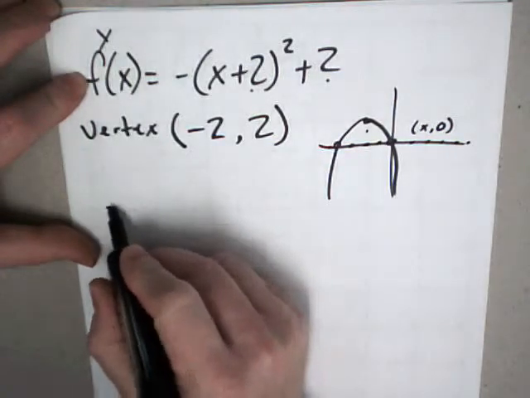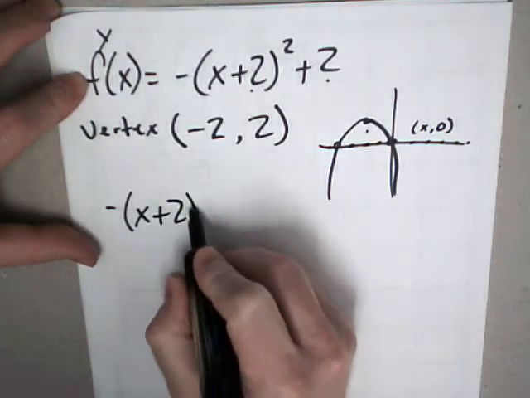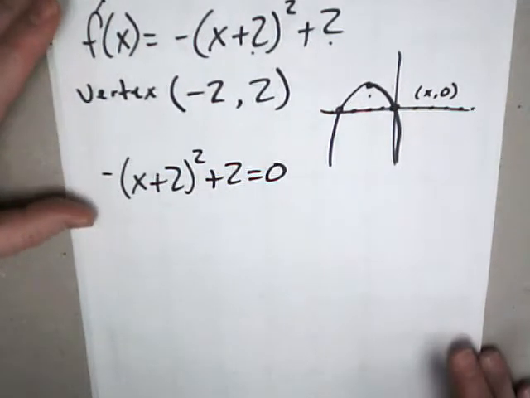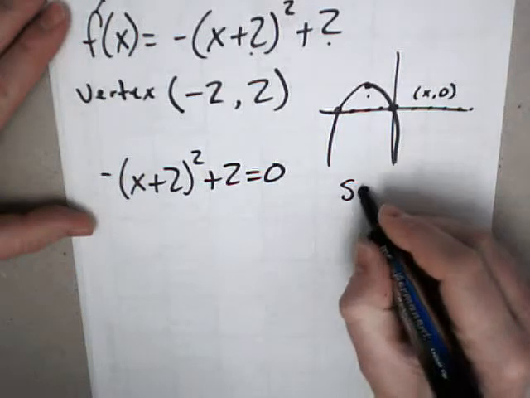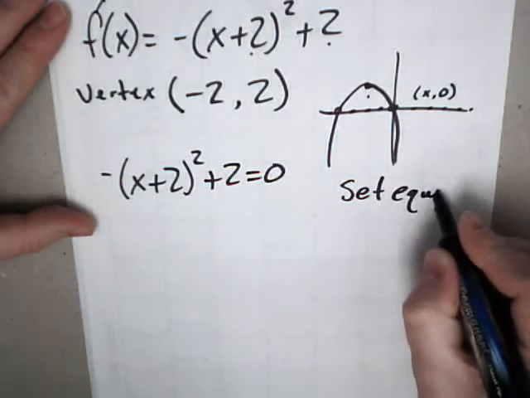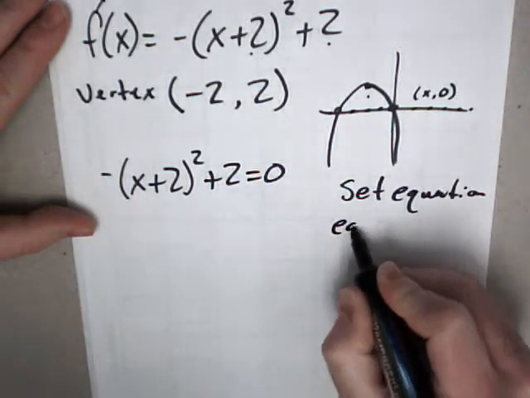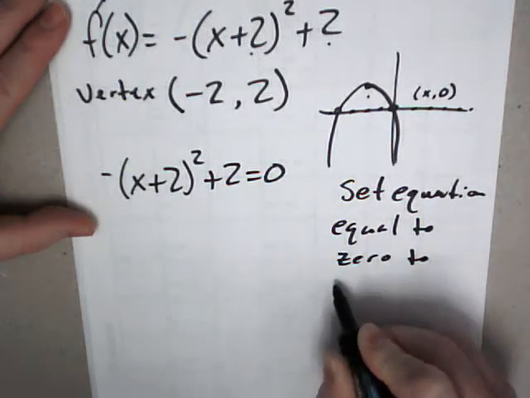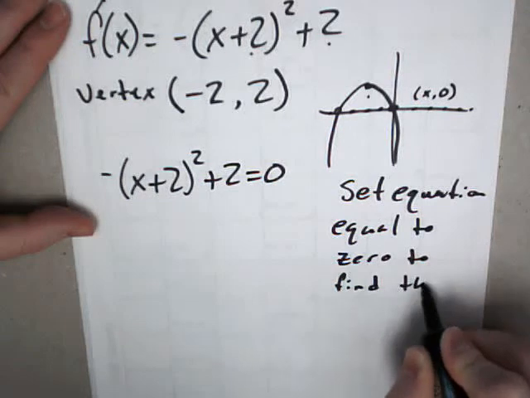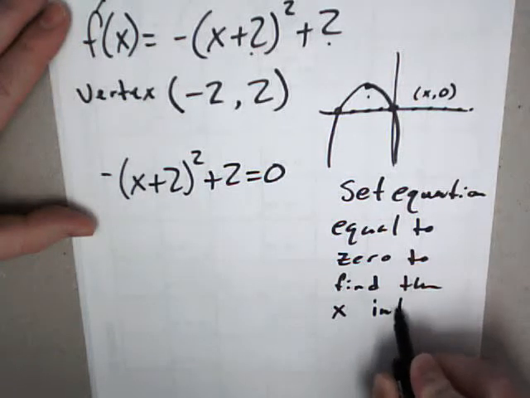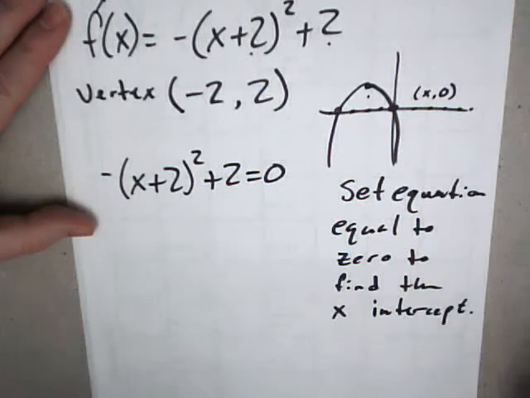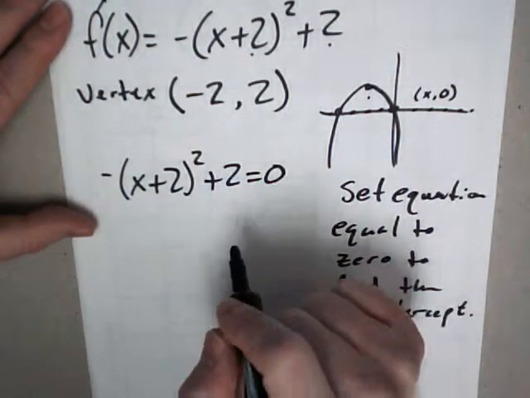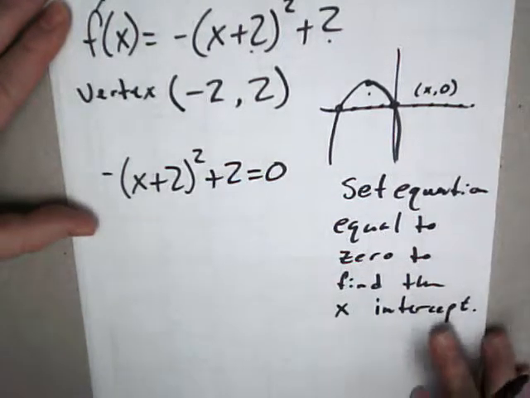So I take this thing and set it equal to 0. You always do that to find x-intercepts. You're going to set your equation equal to 0 to find the x-intercepts. It doesn't matter what function it is. If you set it equal to 0 and solve, you will find the x-intercept, or the x value of the x-intercept.